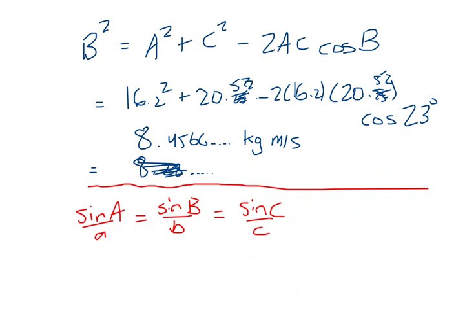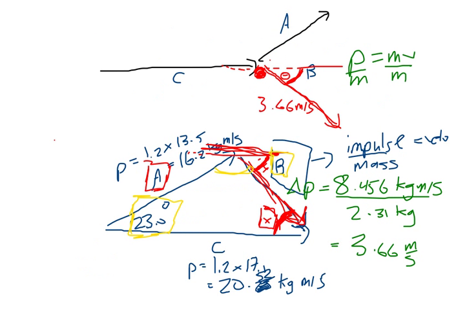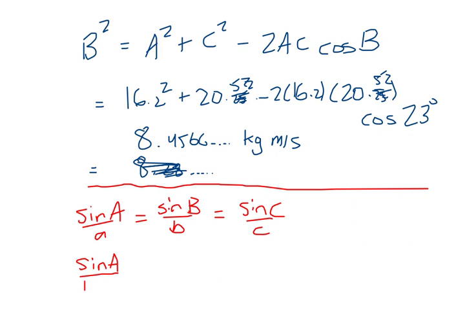So let's fill in some numbers here. Sine A, I think that's what I'm looking for. I want to know that angle. I'm going to divide it by the value across from it. So if this is the angle A, side A is over here, it was 16.2. So I'll put a 16.2 there. And then sine of B, I believe I know this angle. It was 23 degrees. And the value across from it, I just solved for.